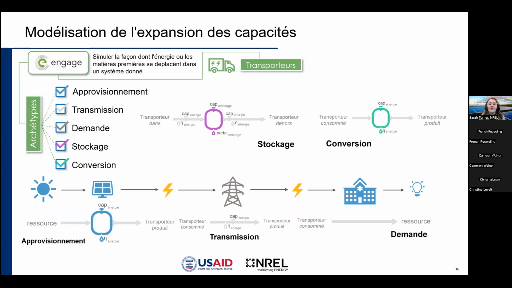Now that we know a bit more about capacity expansion, it's time to build our first two capacity expansion technologies in Engage. These two technologies will involve the last two technology archetypes that we weren't able to cover in our last training session, the storage archetype and the conversion archetype.